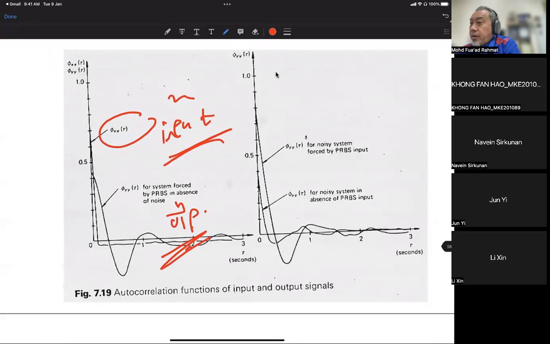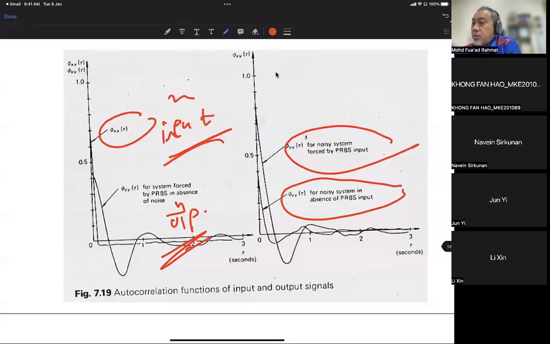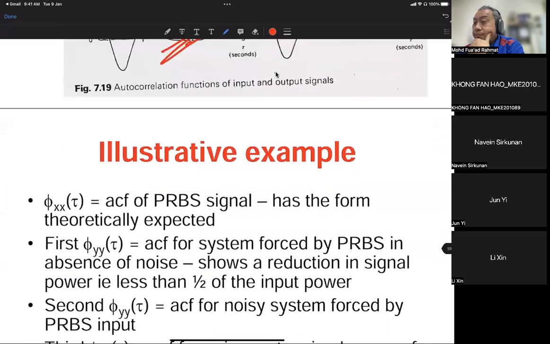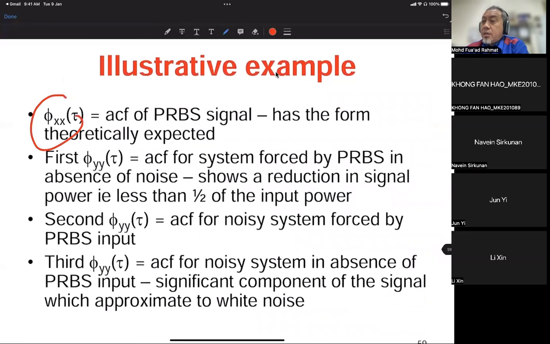And then we applied autocorrelation for a noisy system forced by PRBS, and in the absence of PRBS input, the noise actually fulfills the expected results that we want. Psi xx is the autocorrelation of the PRBS signal, and it fulfills the form theoretically expected. Psi yy tau is the autocorrelation for the system forced by PRBS in the absence of noise. Okay, no noise. It shows a reduction in signal power, which is less than half of the input power.